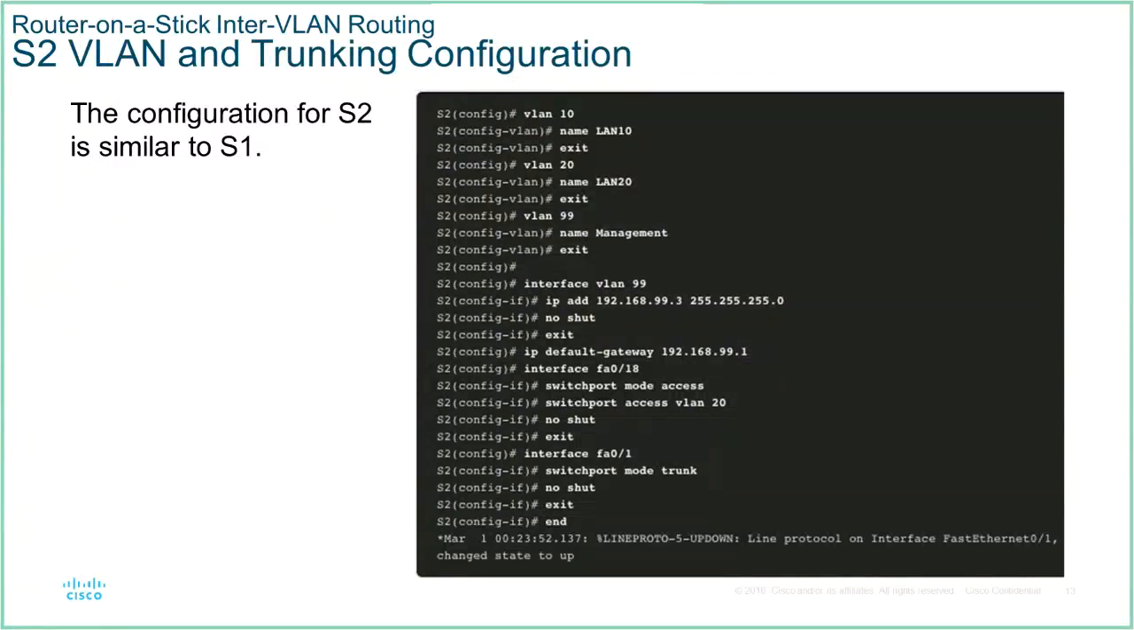You then go in and configure each of the SVIs that you need on that device. In this case, it's the management gateway. And you put the default gateway for that management network in, and you assign the ports that you need for the VLAN associations, and configure our trunk connection to the other switch.